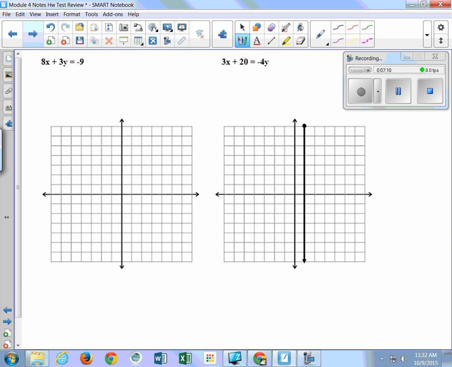All right. We'll do these two equations in class.